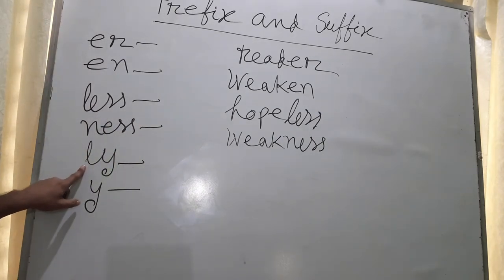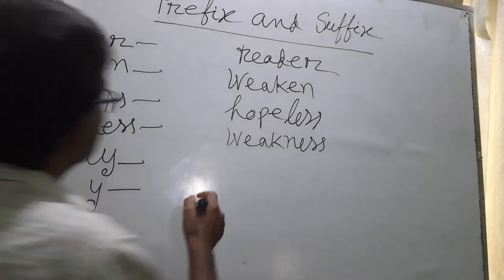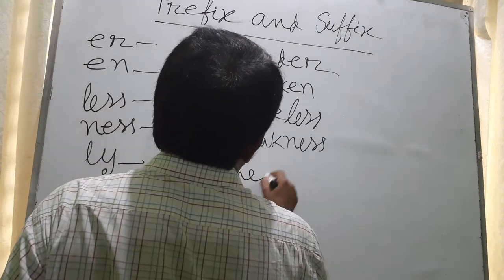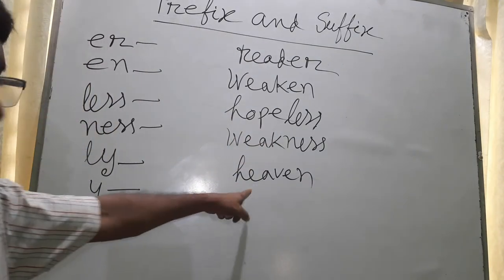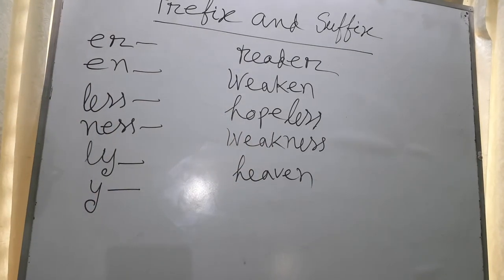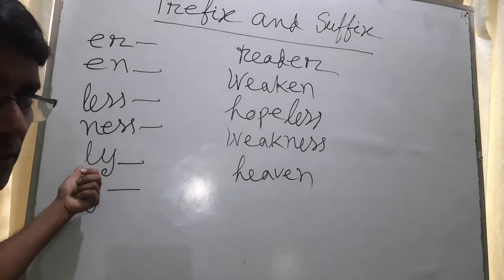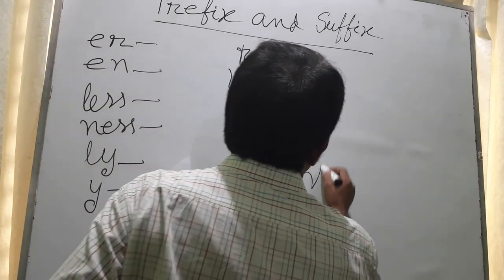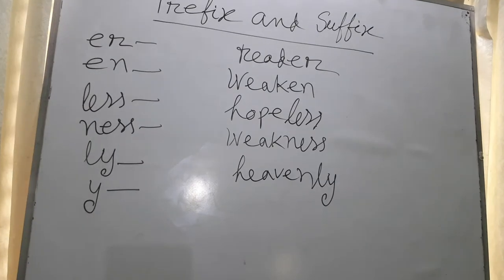Ly. If the main word or base word is heaven, heaven in Bangla, shorgo, and if we add ly at the end of the base word heaven, then it will be heavenly in Bangla, shorgio. Heavenly.